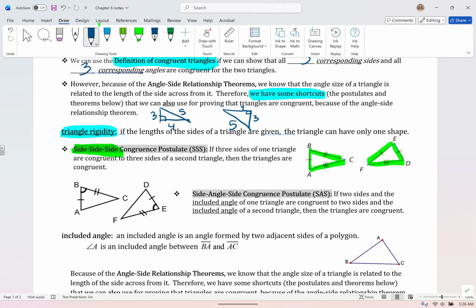And so we don't have to know the measure of each angle, but if all three sides are congruent to the corresponding sides of the other, that's enough to show that these two triangles will be congruent.